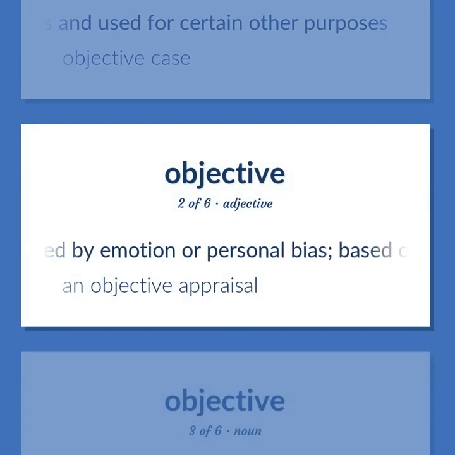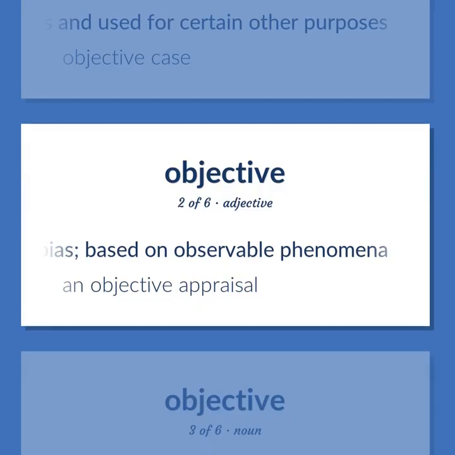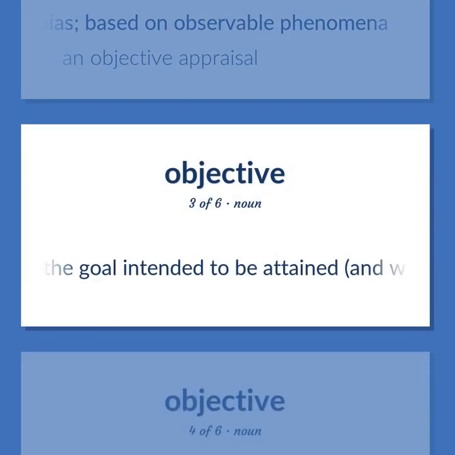Undistorted by emotion or personal bias, based on observable phenomena. An objective appraisal. The goal intended to be attained, and which is believed to be attainable.